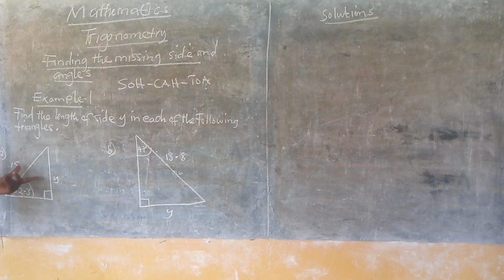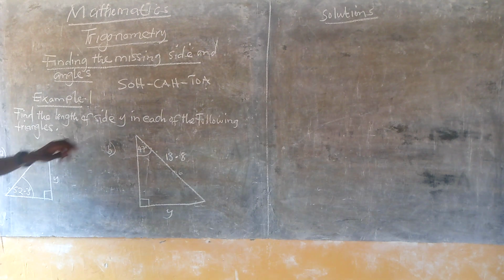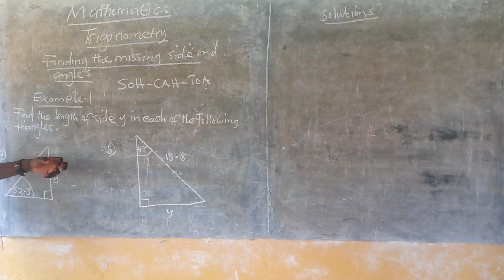Now, according to the question, find the length of side Y in each of the following triangles. So I've got two triangles here, triangle A and also B. Triangle A has 52.3 as an angle, and then I've got a right angle triangle, a right angle there, which is 90. And then this side is Y, and this side is 15.